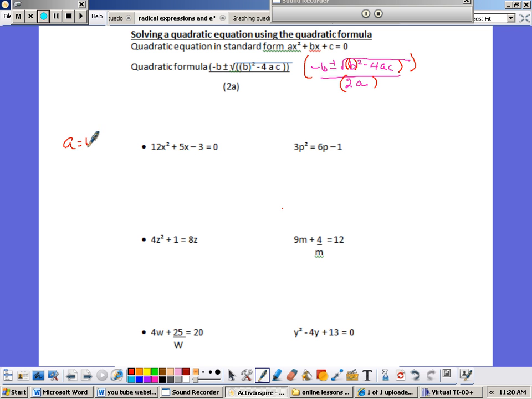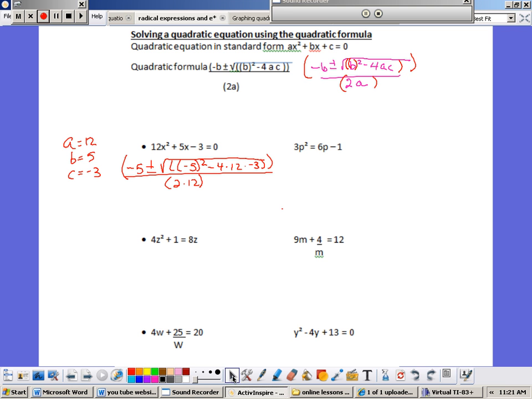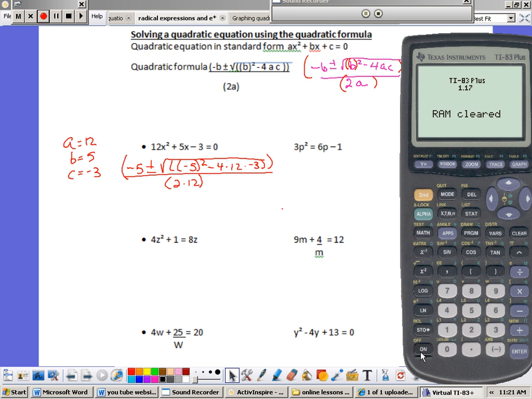So A is 12, B is 5, C is negative 3. So negative 5 plus or minus the square root of negative 5 squared minus 4 times 12 times negative 3, and the parentheses, all over 2 times 12. And don't skip the step of doing it on your calculator, because you have to learn how your calculator works.